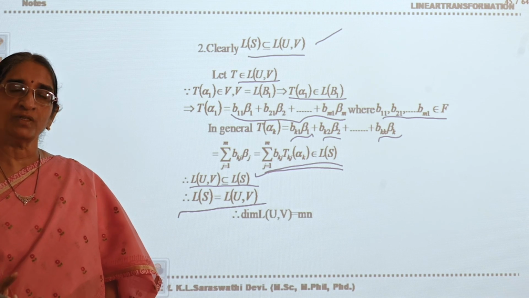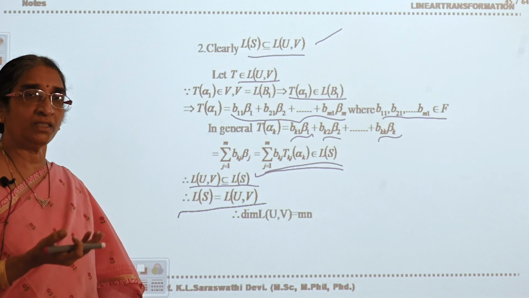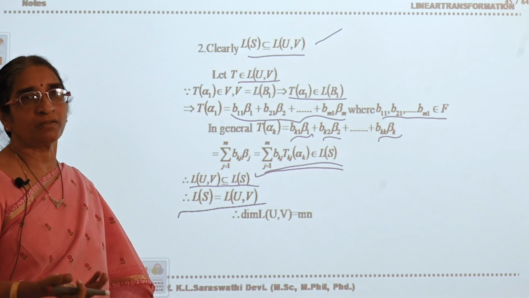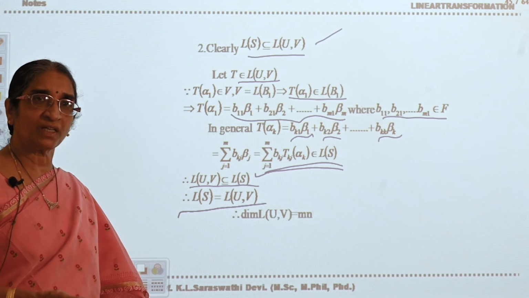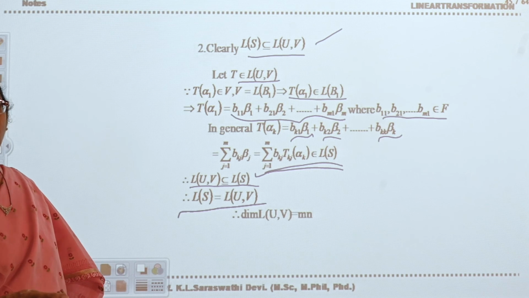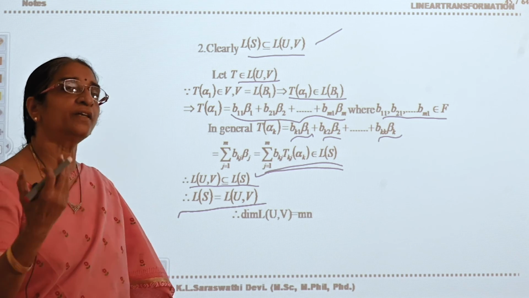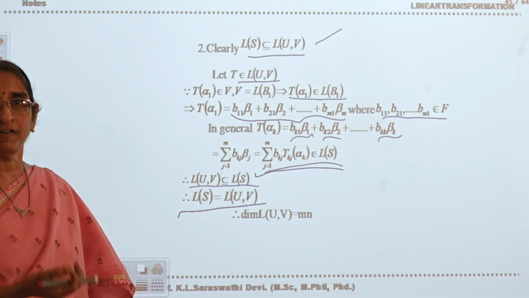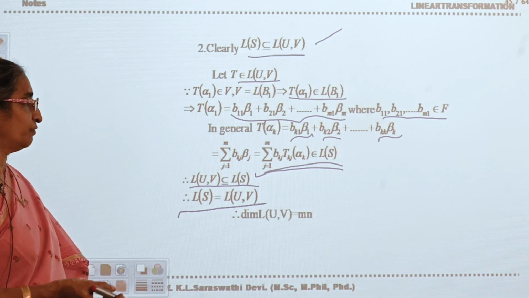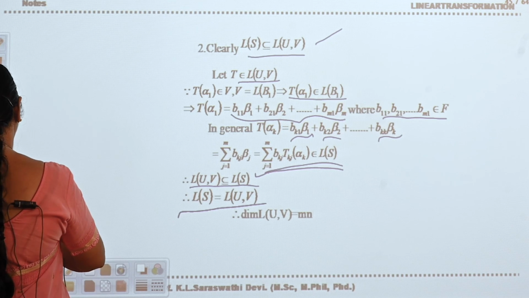See how we are able to see. In some problems we are treating ordered triples as vectors. In some problems the continuous functions are vectors. In some problems the matrices are vectors. Here linear transformation is also a vector. Okay. Now with this we are going to conclude. Thank you.